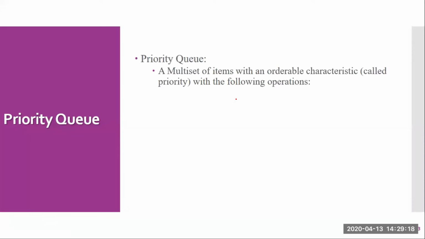For doing this heap, the one main important thing which we need to know is priority queues. So what's a priority queue? A priority queue is a multi-set of items with an orderable characteristic, that is called priority. So you have a set of items, each and every item having one priority value. And this particular priority value has the following operations.